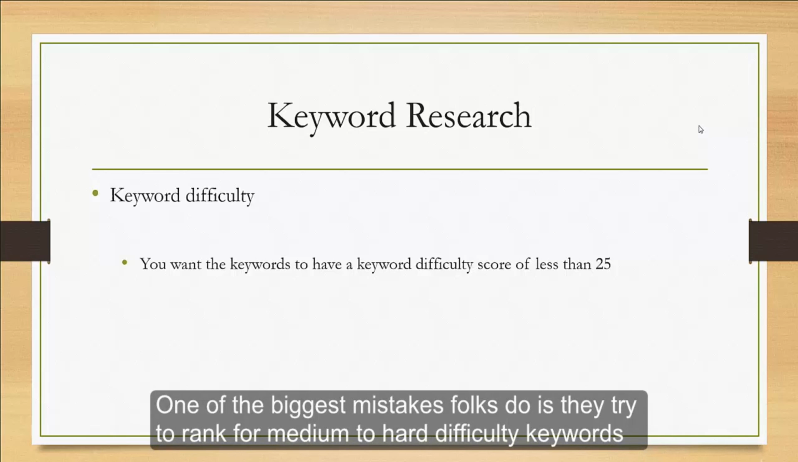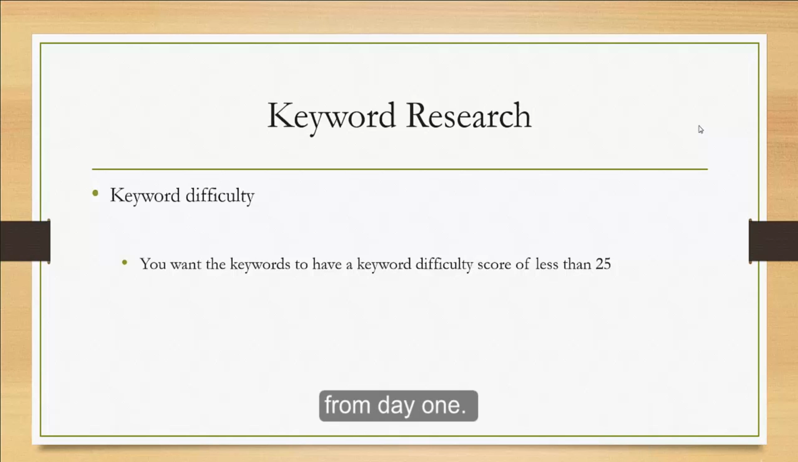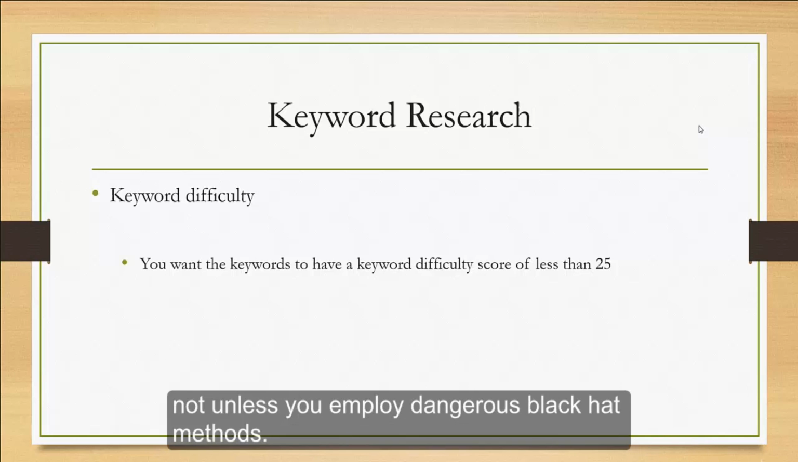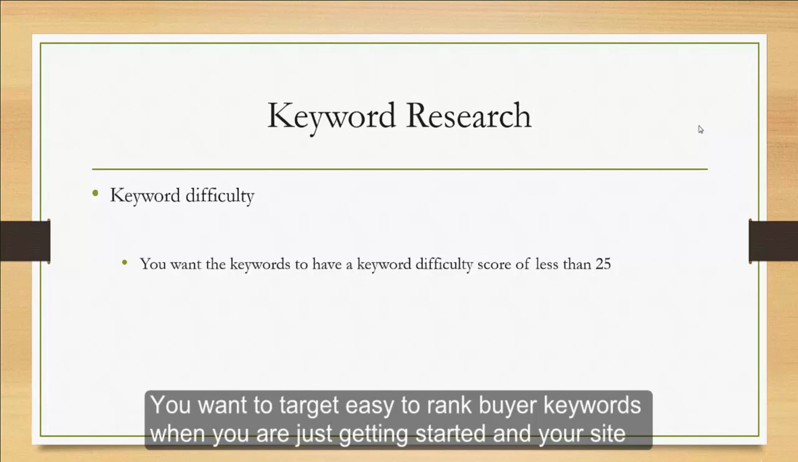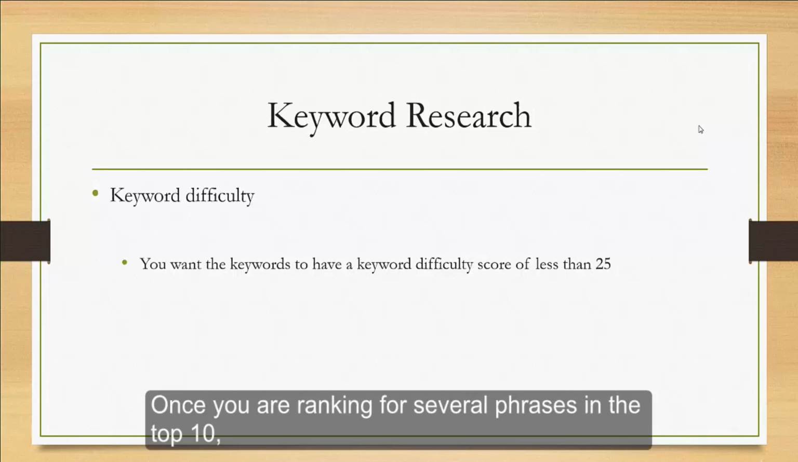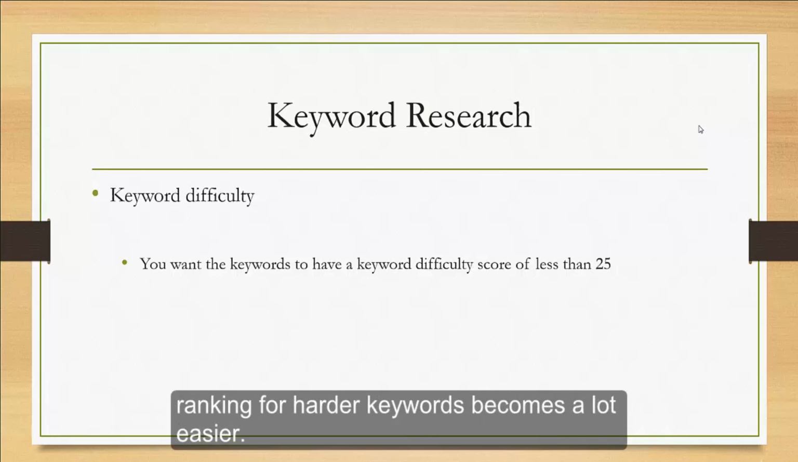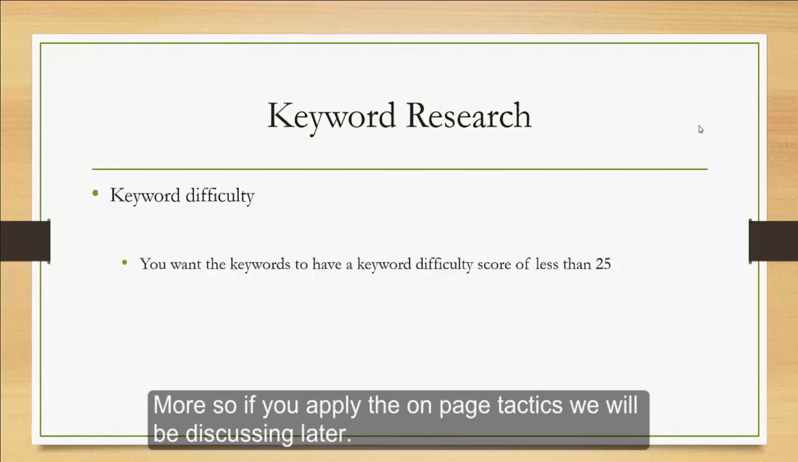One of the biggest mistakes folks make is they try to rank for medium to hard difficulty keywords from day one. That's not possible, not unless you employ dangerous black hat methods. You want to target easy to rank buyer keywords when you are just getting started and your site does not have the authority yet. Once you are ranking for several phrases in the top 10, ranking for harder keywords becomes a lot easier. More so if you apply the on-page tactics we will be discussing later.